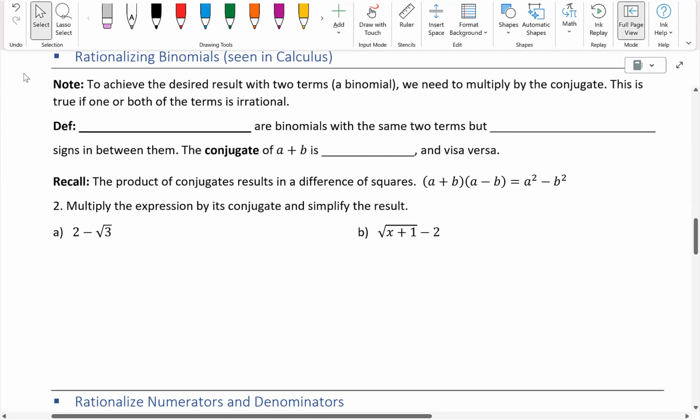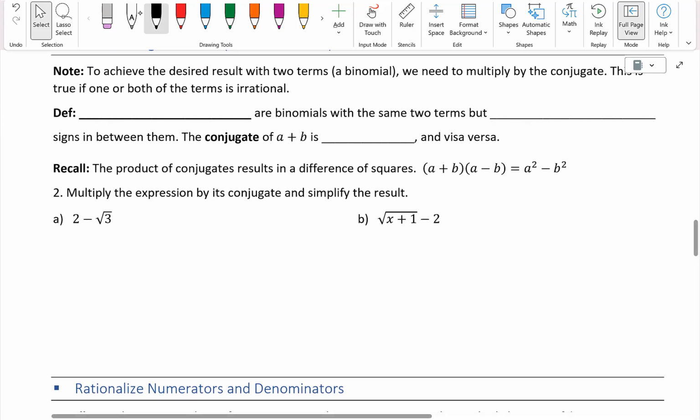For rationalizing binomials, which we'll see more in calc, we start with a note. To achieve the desired result with 2 terms, a binomial, we need to multiply by the conjugate. This is true if one or both of the terms is irrational. An irrational we had under those radicals, right? We talked about the number types in that first lesson.